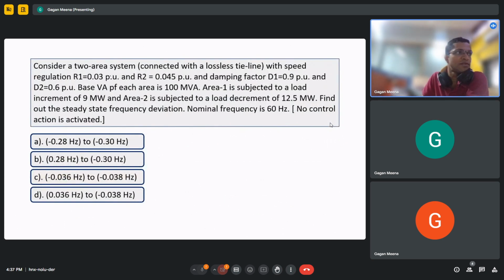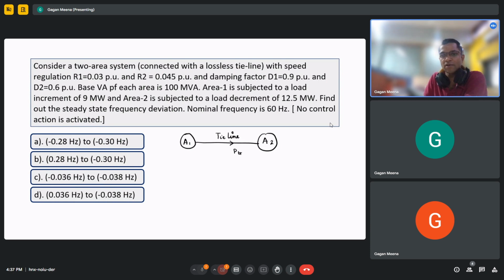So let us move to the next question. This question also has two parts. Consider a two-area system. We have area 1 connected to area 2 by a tie line.